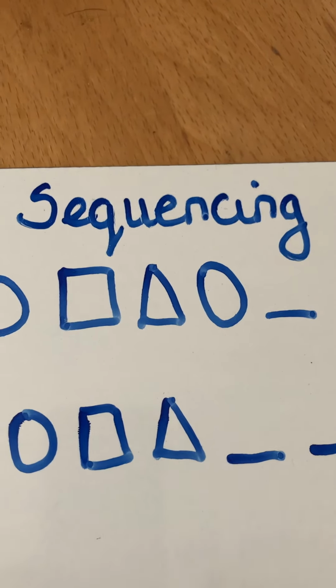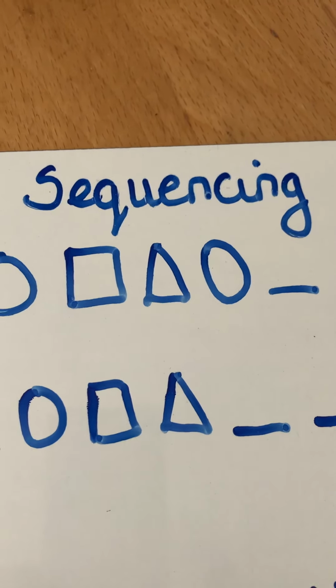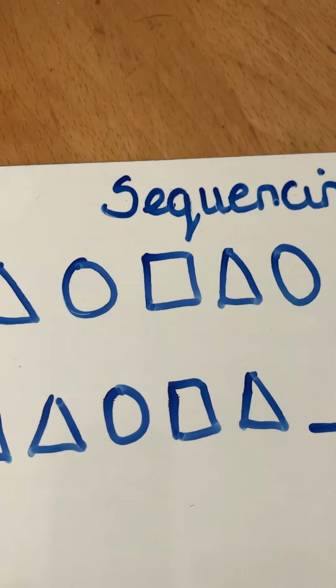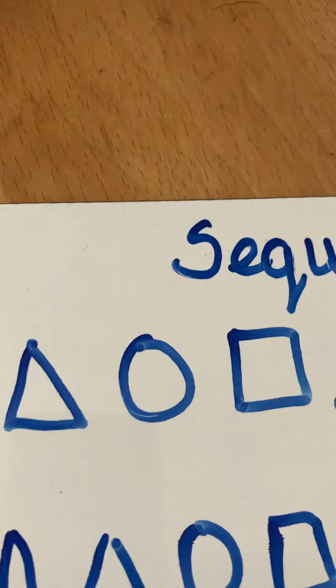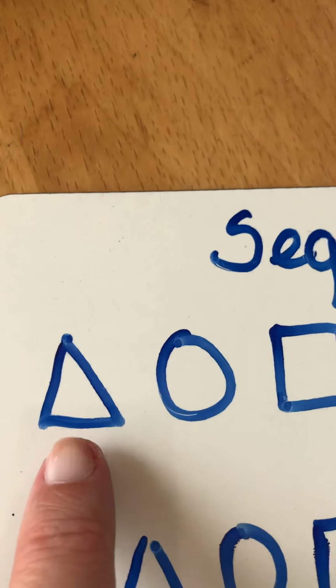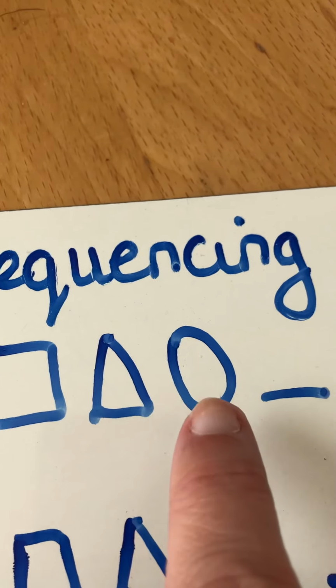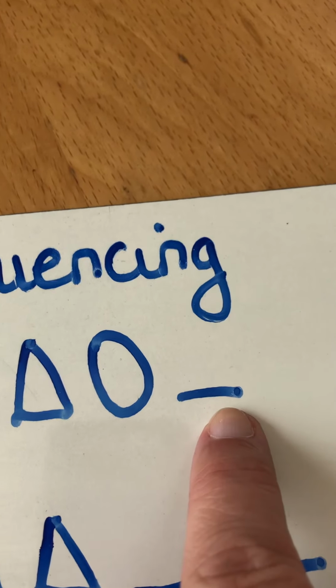Today in maths we're going to be looking at sequencing. Now sequencing involves looking at a pattern that is repeated. So let's start with this one here. We have a triangle, a circle, a square. A triangle, a circle. What comes next?